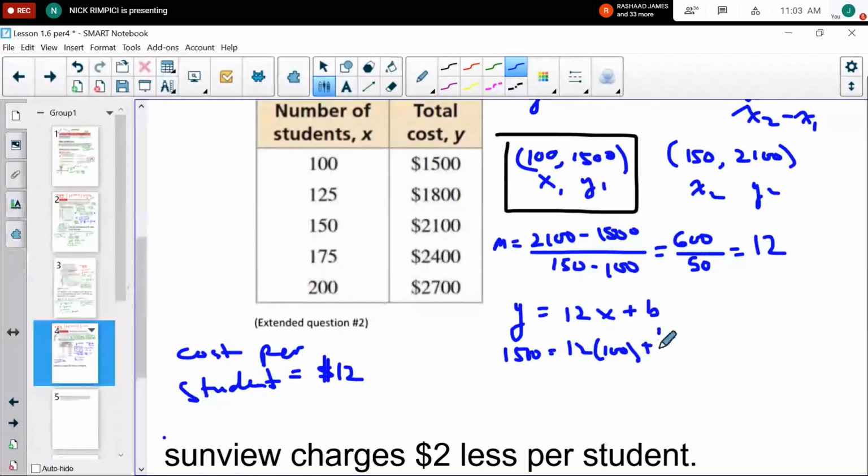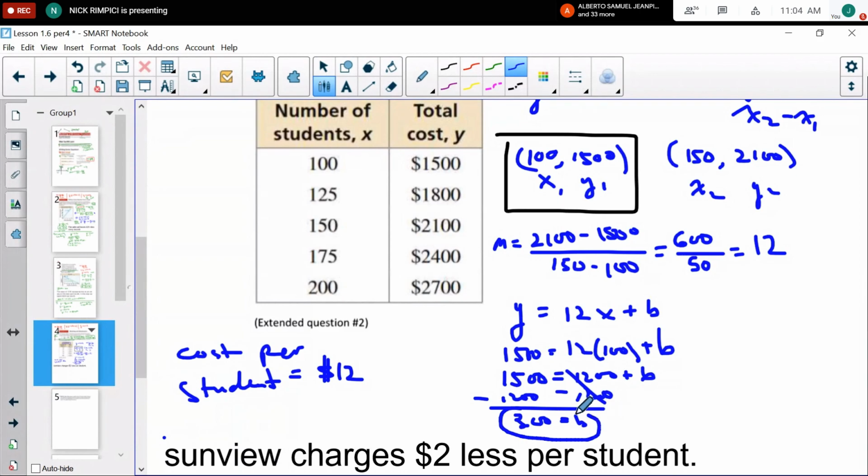This should allow me to find the missing B value right now. So I have 1500. I'm doing 12 times 100, which is 1200. And then it's so simple to solve for B. I subtract out my 1200, subtract out my 1200, and that's 300 for B. So B is 300, just found by subtracting.